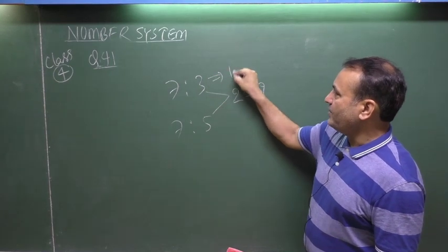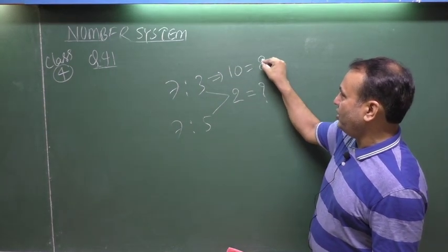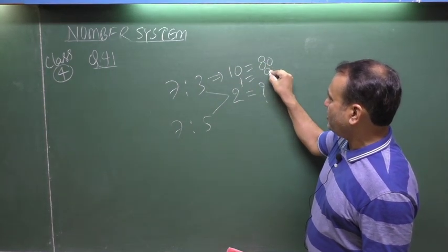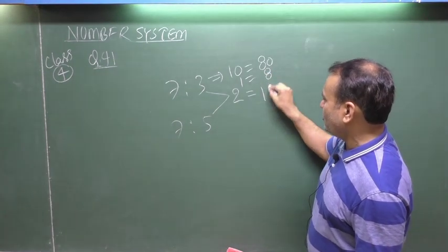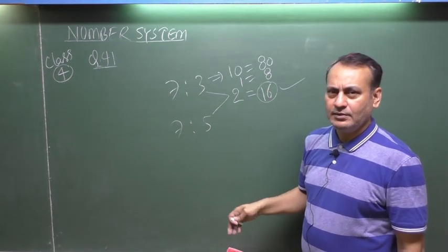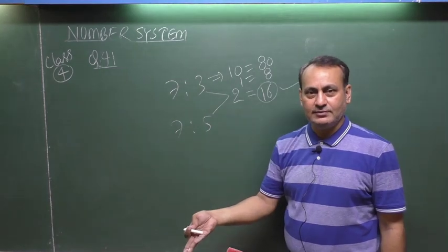See here, 7 plus 3 is 10, which equals 80, so 1 unit equals 8, and 2 units equals, after solution, 16. Thus came the answer. Note down.